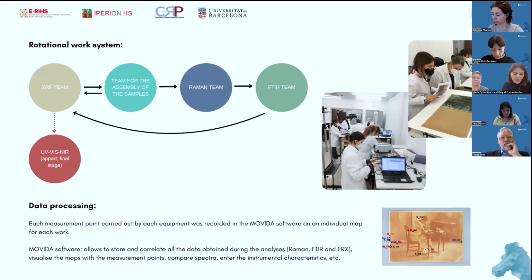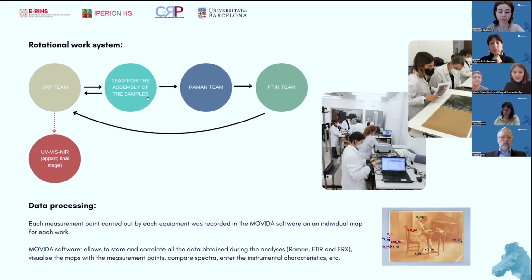So, to streamline the work and complete the major part of the work during the 4 days we had the MOLAB, we devised a rotating work system so that X-ray fluorescence, FTIR, and Raman spectroscopy analyses could be carried out simultaneously. Separately, in the last session, UV visible infrared tests were carried out.